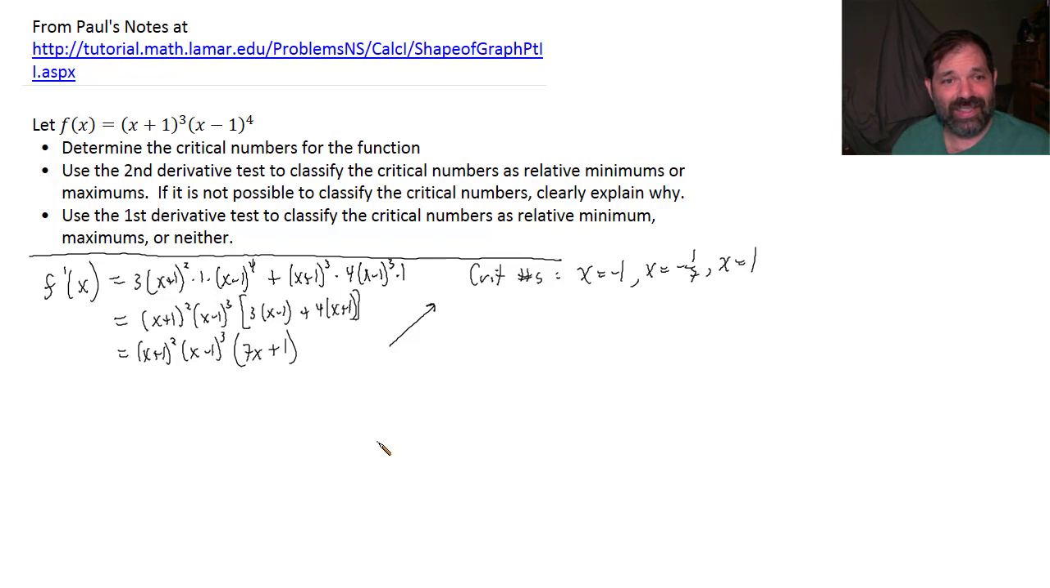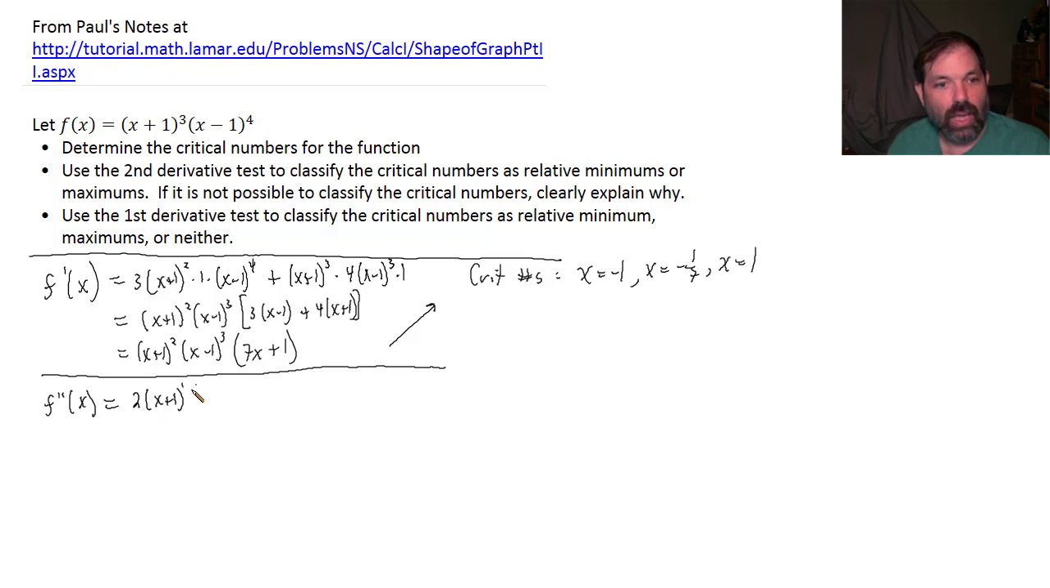Now I have to find the second derivative if I'm going to use the second derivative test. Now this is not fun, but we learned how to find second derivatives. We learned how to find derivatives of derivatives, and all I will do is apply the chain rule several times. So if we have 3 factors, we basically leave 2 factors alone and find the derivative of the third factor each time. So the second derivative would be 2 times x plus 1 to the first, leave the others alone, x minus 1 cubed, 7x plus 1.